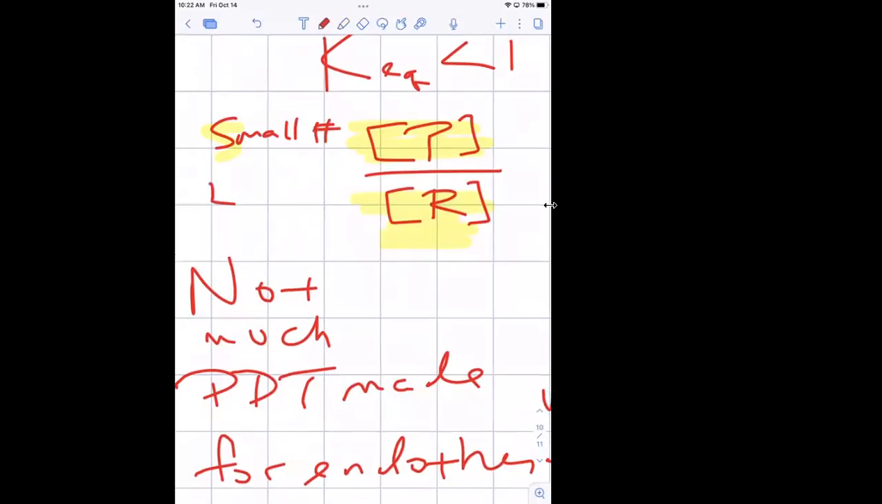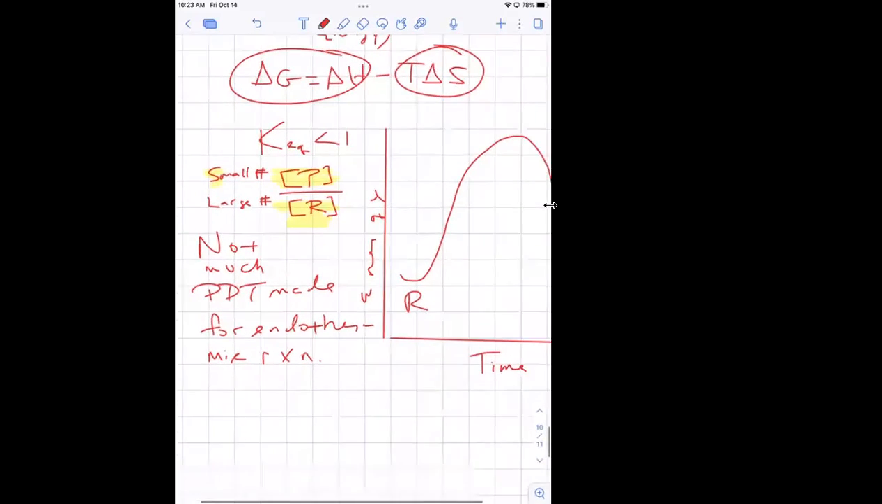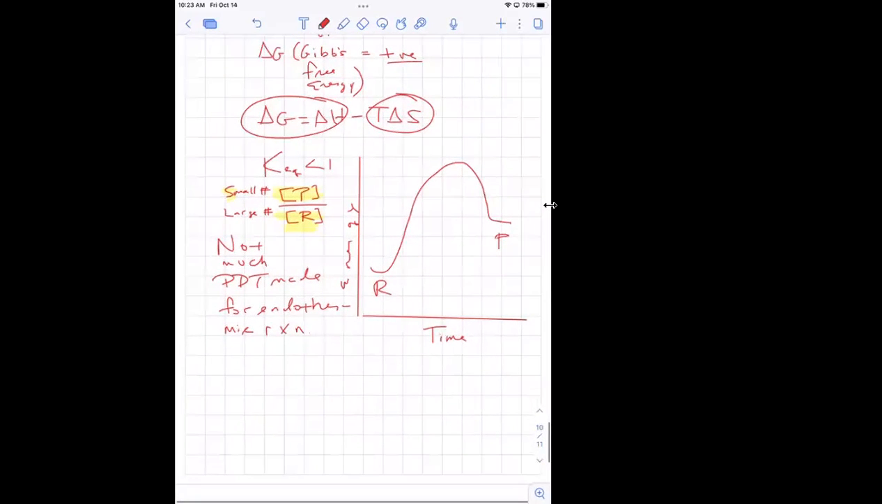Small number over large number. So when you divide it, the quotient is going to be less than 1. If the denominator is larger than the numerator, it's going to give you a fraction, or a decimal. So that's why KEQ is less than 1.